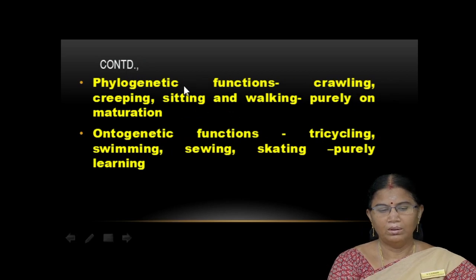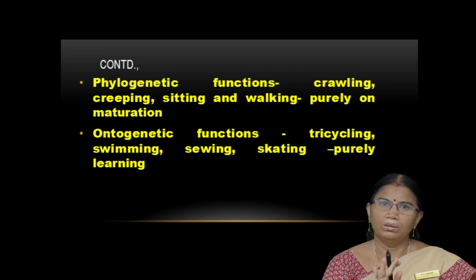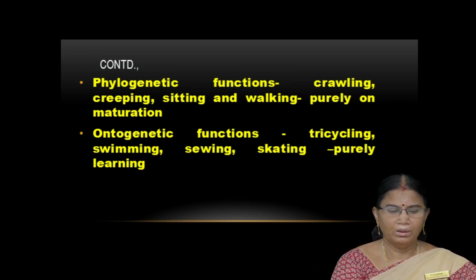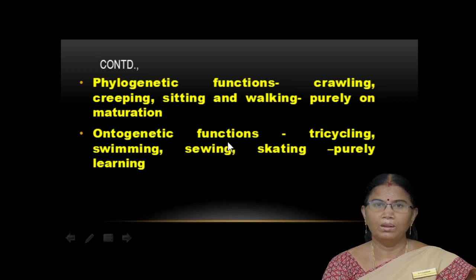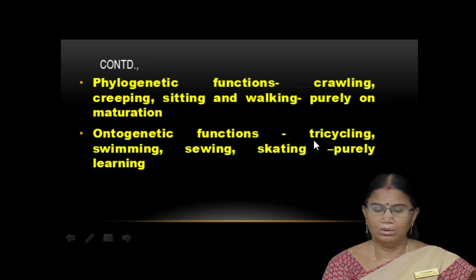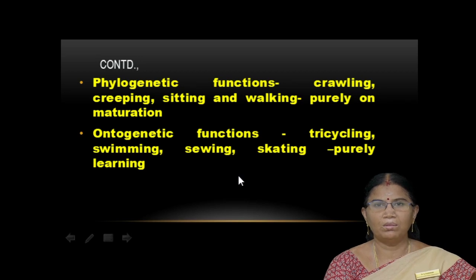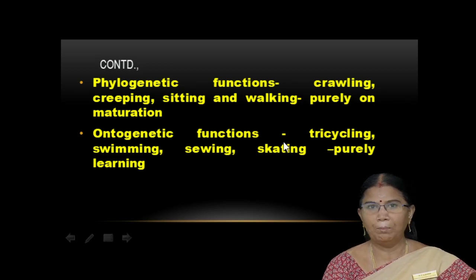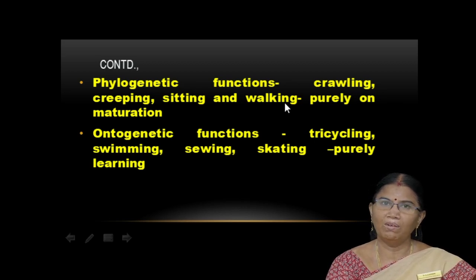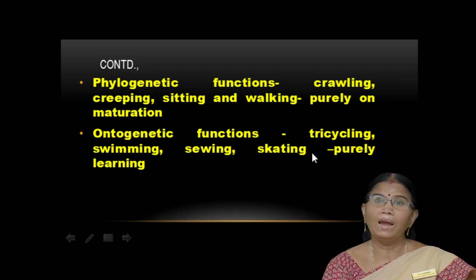But the phylogenetic functions, that is crawling, creeping, sitting, walking, everything, due to maturation we may develop all these things. What is the other one called? Ontogenetic functions. This is purely learning. This development, like learning tricycling, swimming, sewing, skating, all these things are purely learning. Only when we learn, this development is possible. If we don't learn these ontogenetic functions, that won't happen. Only because of maturation, those developments may happen. These ontogenetic functions are in the hands of the individual only. When we learn, we will get all these developments, or otherwise we won't get them.